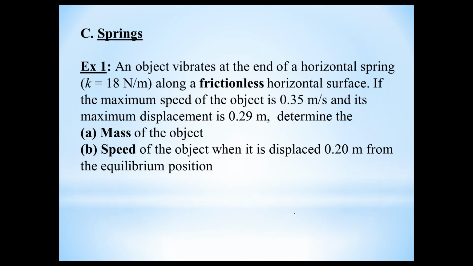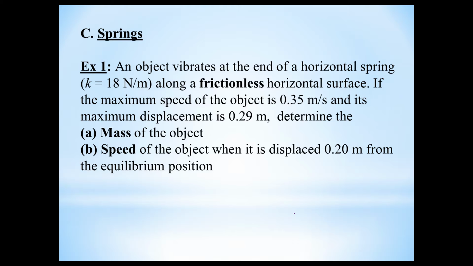Okay, let's shift gears now to springs, which was the second example of a simple harmonic oscillator. So it says an object vibrates at the end of a horizontal spring along a frictionless horizontal surface. Again, it's important that everything's frictionless here, otherwise we could not use conservation of energy. If the maximum speed of the object is 0.35 and its maximum displacement is 0.29, figure out the mass of the object and then its speed when it's at an in-between state.